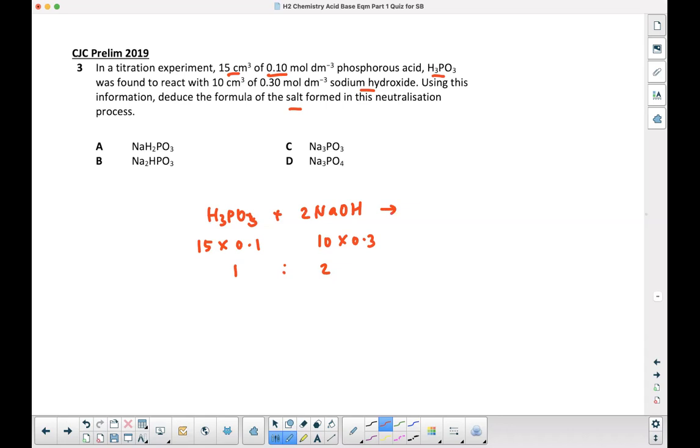So it means that since 2 moles of the base reacted, you'll pull out 2 H+ from here. So the final salt is actually Na2HPO3, because 2 H+ were kicked out, plus 2H2O. Okay, so this is actually the salt formed. All right, so the answer should be B. You see that? Okay, let's look at question 4.